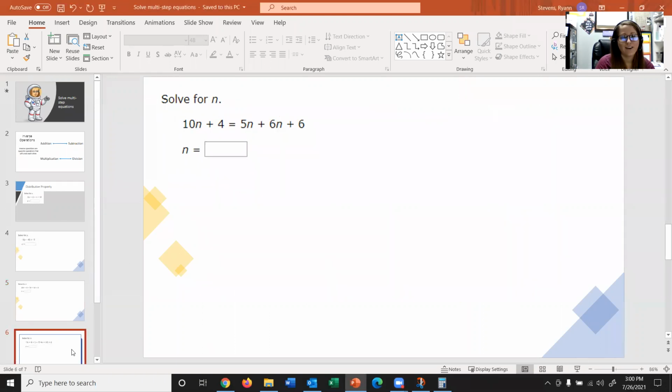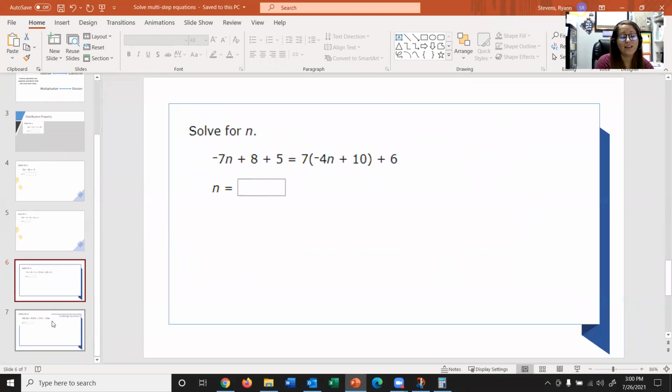I'm going to look at another example. Okay. This has multiple steps to it. Okay. This is going to be a little bit of a challenge question. All right. The first thing you want to look at is we can actually distribute this 7 into this side of the equation. So we're going to do that first before we start combining terms.